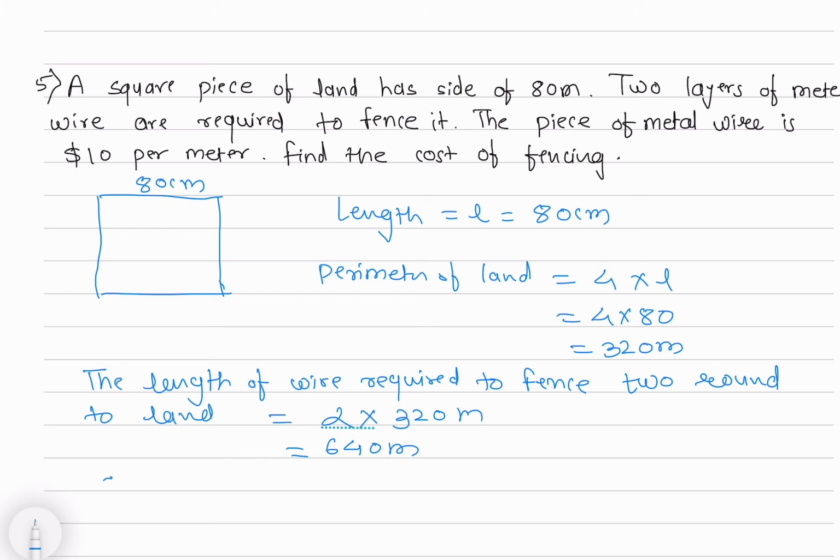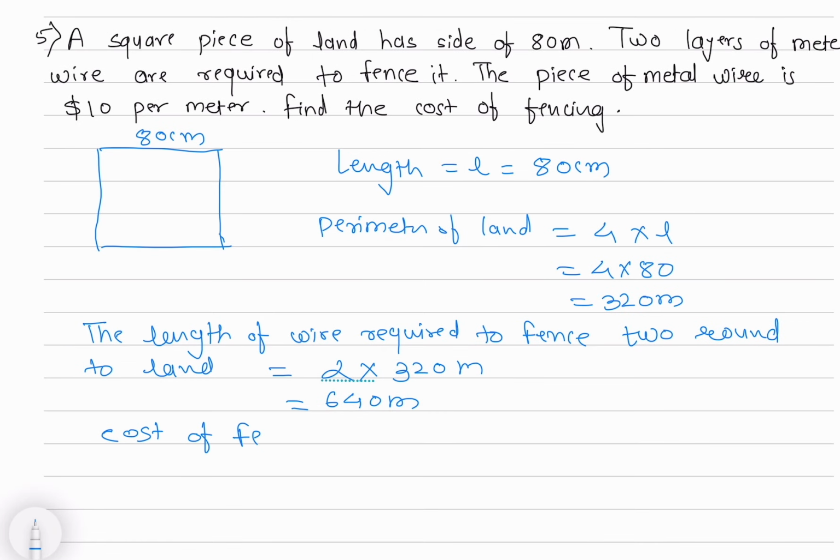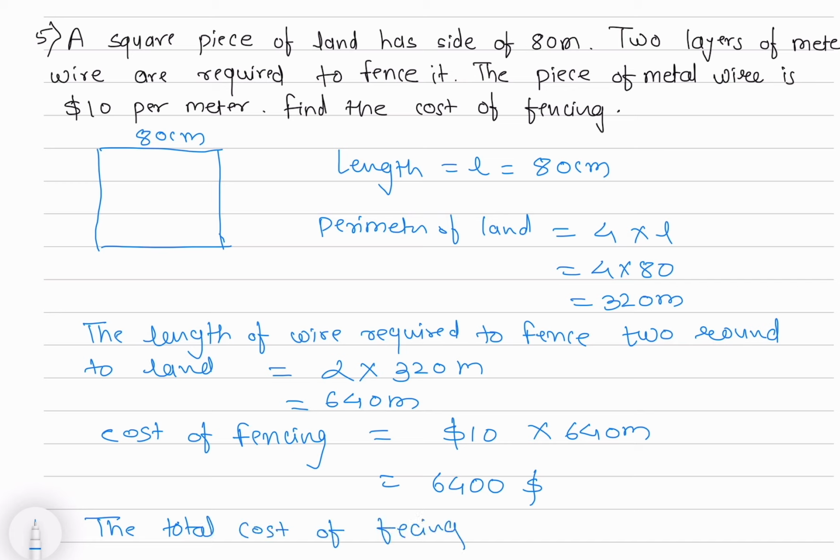So the cost of fencing is equal to $10 into 640 meter, that is $6400. So the total cost of fencing is $6400. This is the answer.